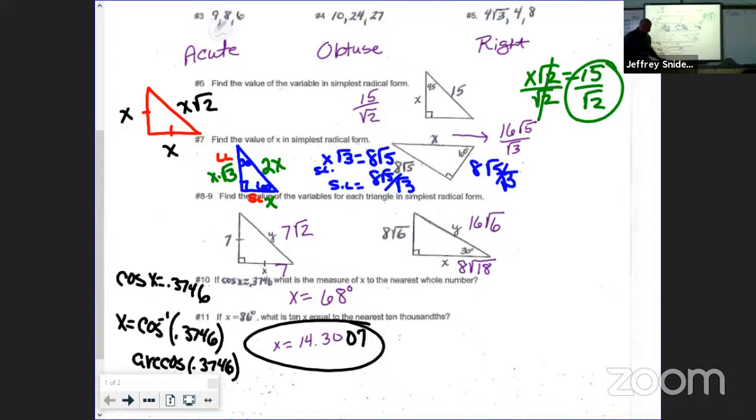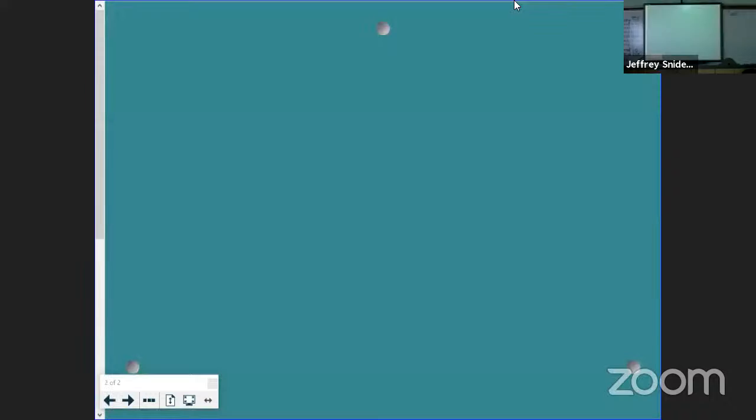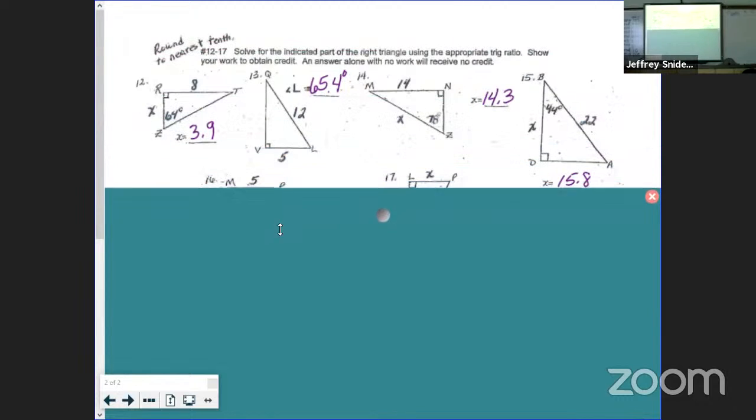Okay? Anybody else on the first page? On the front. Okay, let's go to the second page. All right, so we'll start with the top, which is the right triangle trig.